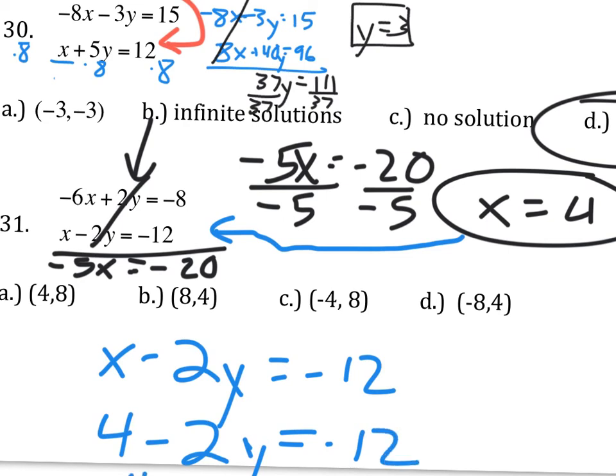Solve from there. Subtract 4. Subtract 4. Get negative 2y. Don't forget that negative. Come on, people. Equals negative 16. Divide by negative 2. Looks like y is equal to 8. Isn't that great? It's getting late. All right. That's answer A. That's page 3.